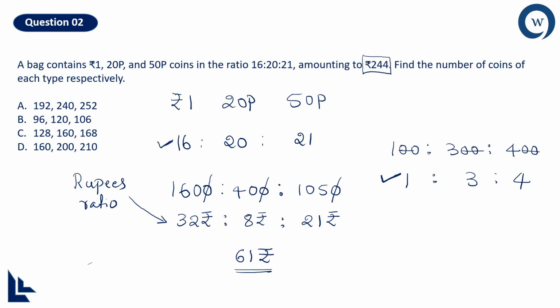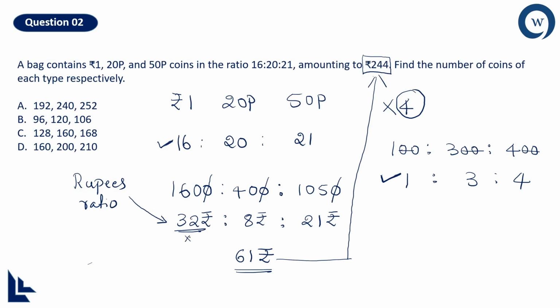but in reality they said the total is 244. Now if you observe, your assumption is wrong and the reality is a certain number of times more than this assumption. How many times is it? 61 into what will give you 244 is the question. Undoubtedly it is 61 into 4, which tells us that your assumption is wrong and the reality is 4 times your assumption. In that case, this 32 is also not correct.